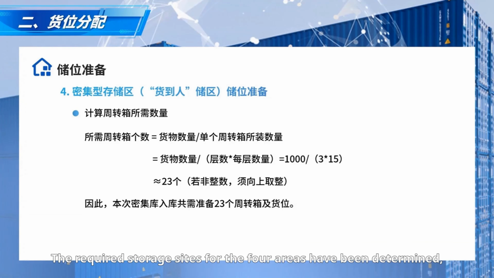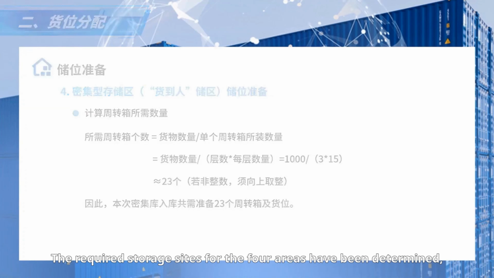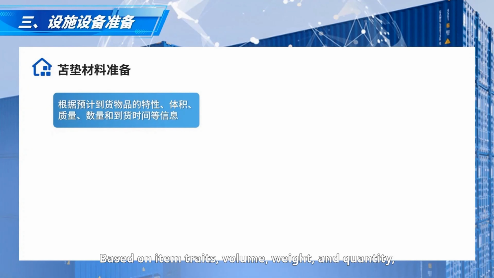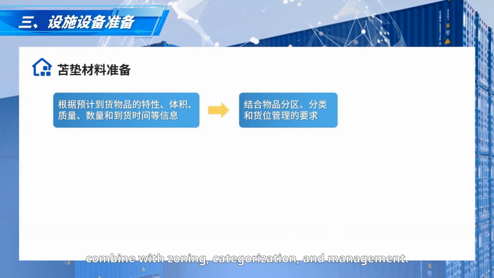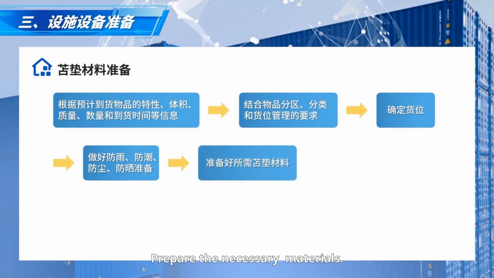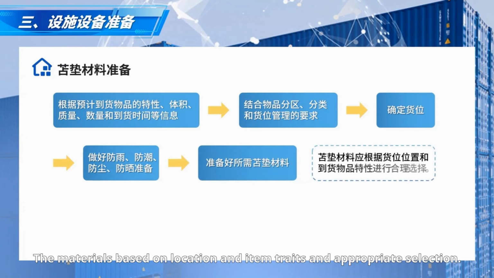The required storage sites for the 4 areas have been determined. Next, prepare the facilities and equipment. The first is the preparation of inbound materials. Based on item traits, volume, weight, quantity, and arrival time, combined with zoning, categorization, and management, also prepare for rain, moisture, dust, and sun. Prepare the necessary materials, selected appropriately based on location and item traits.